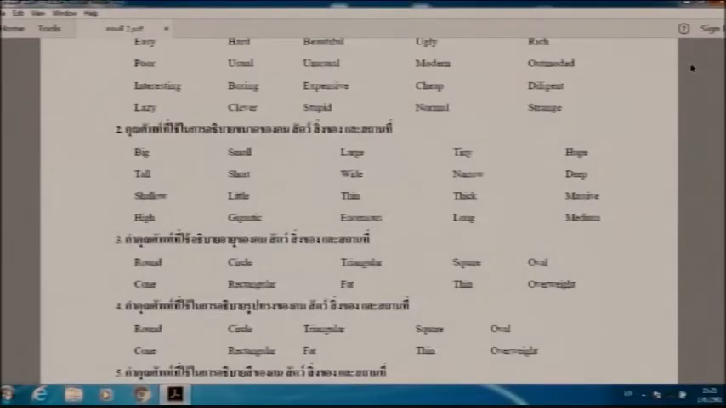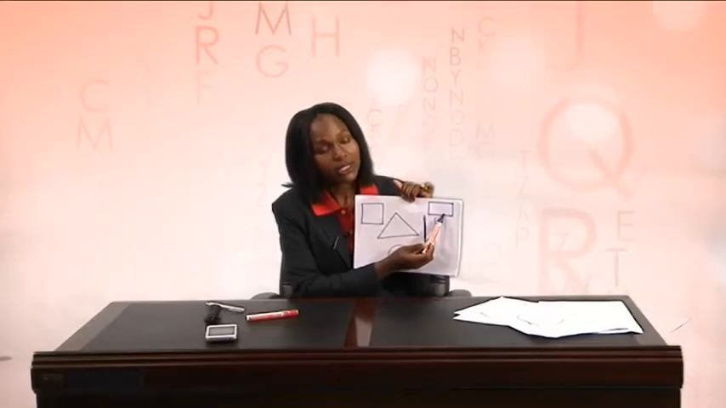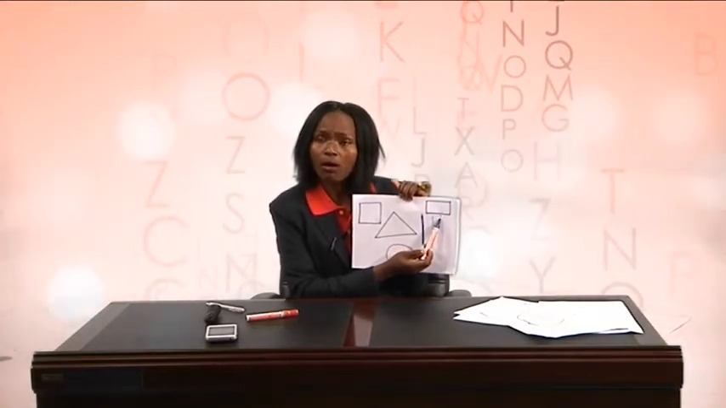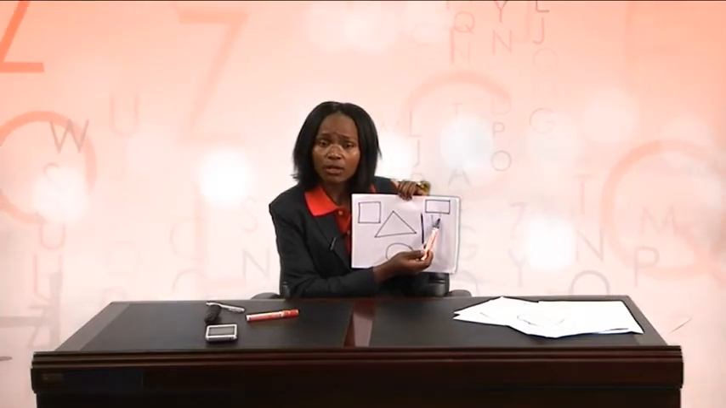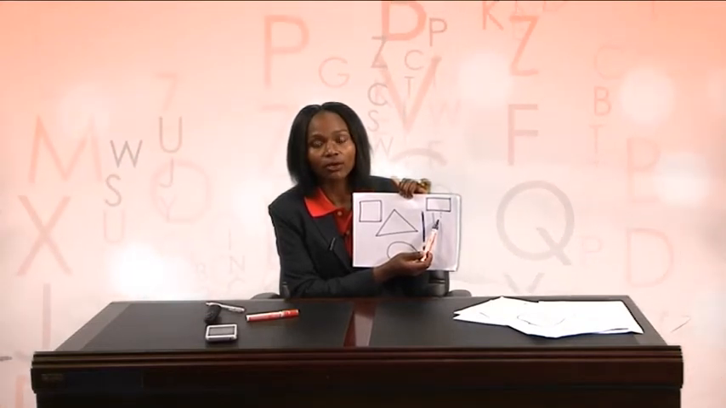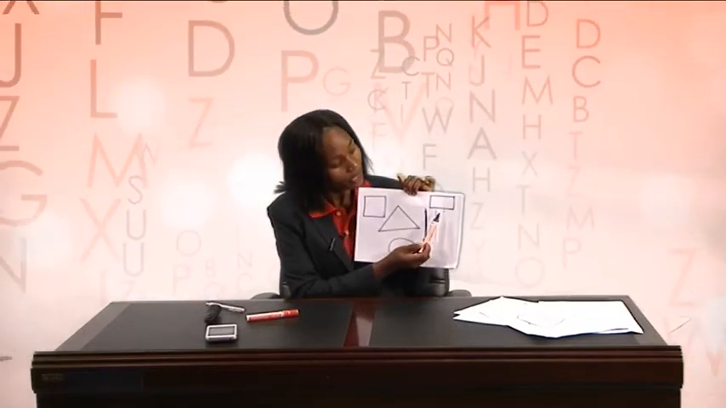And then we have rectangle. Rectangle is almost the opposite of square. But for it, this is how it looks. This is the rectangle shape. Oh, the house is in a rectangle shape. Oh yeah, that building is rectangular or in rectangle shape. This is rectangle.